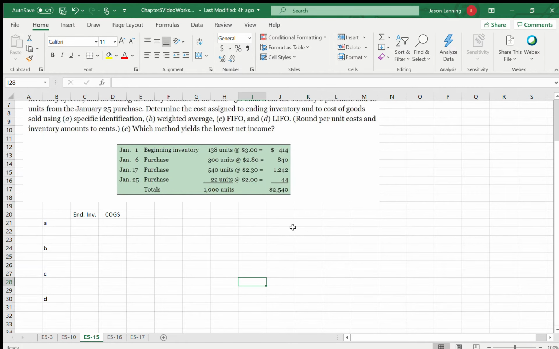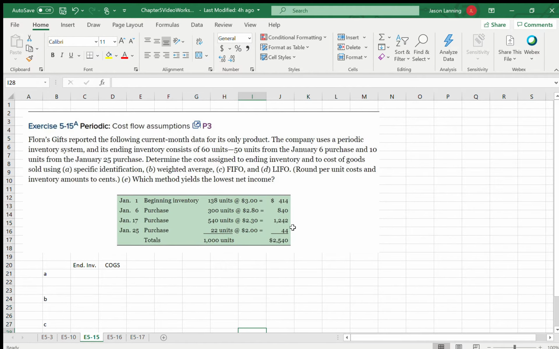The next one I'll look at, and this is off page a little bit, is exercise 515. This is cost flow assumptions, and we're looking at a periodic inventory system. So we've got Flora's gifts, with current month data. The company uses a periodic inventory system. Ending inventory consists of 60 units, 50 from the January 6th purchase and 10 from the January 25th. Determine the cost assigned to ending inventory and the cost of goods sold using specific ID, weighted average, FIFO, and LIFO, and which method yields the lowest net income.